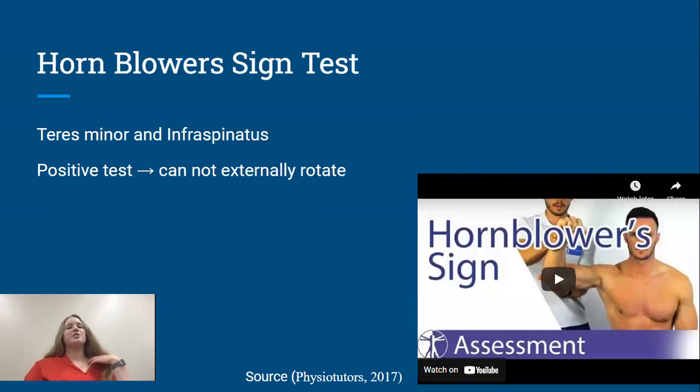Lastly, I'll be talking about the teres minor and infraspinatus test. This would be called the Hornblower's sign test. As this video is going, I'll be explaining it.